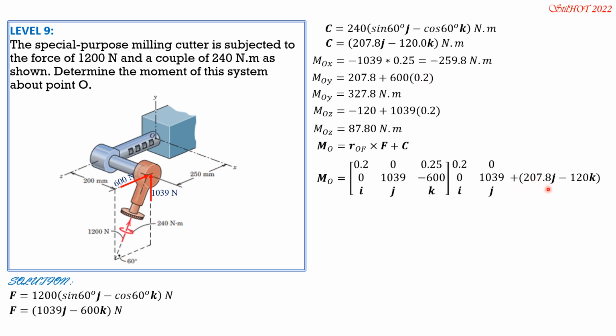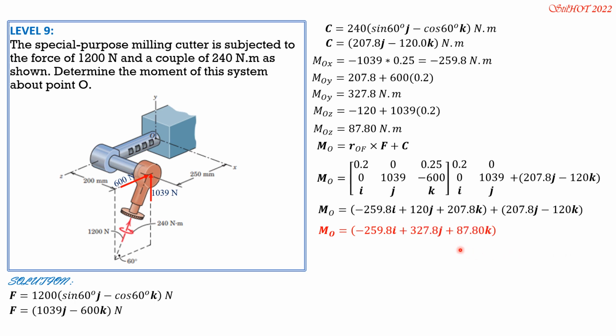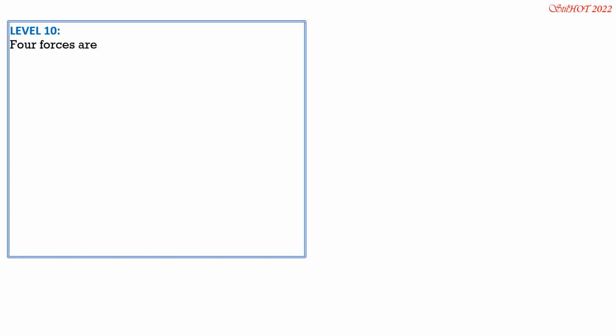Then plus 207.8. For K, 0.2 times 1039, then 0 times 0, minus 0 times 0, 0. So that's why we have here 0.2 times 1039, then minus 120. So it's the same. Negative 259.8i plus 120j plus 207.8j minus 120k. It will add up to negative 259.8i plus 327.8j plus 87.8k Newton meter. So that's it.